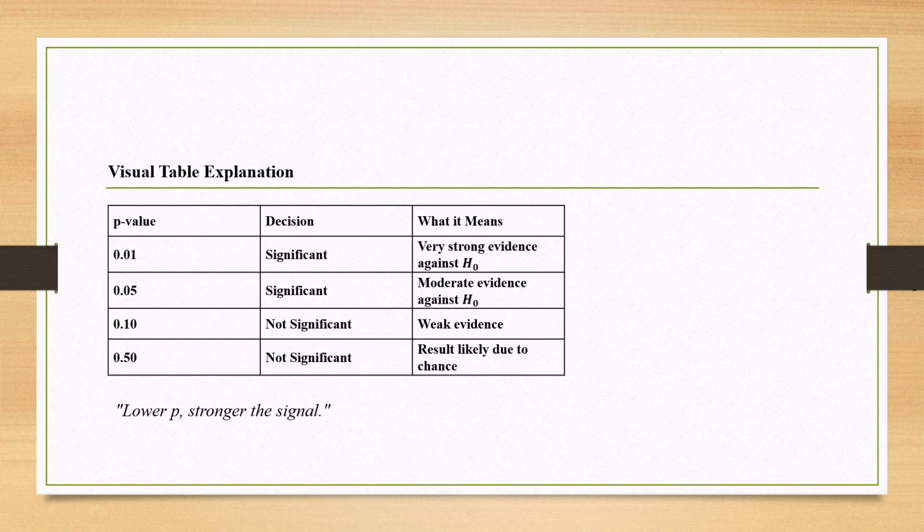Here is a visual summary of how different p-values affect our decisions. In this table, the different values of p are given in the first column and the decision in the second column, with what it actually means in the third column. So the key idea here is: the lower the p-value, the stronger the signal, or a smaller p-value means stronger evidence against the null hypothesis.